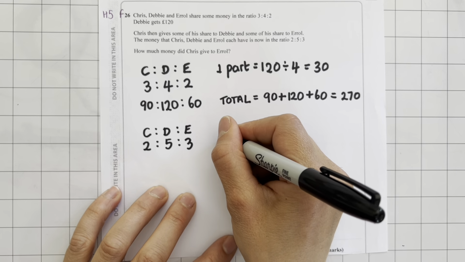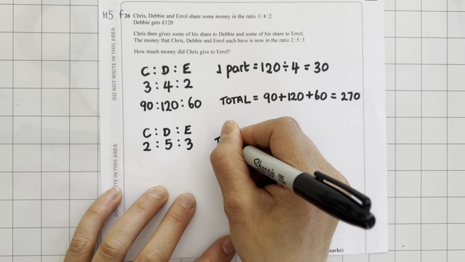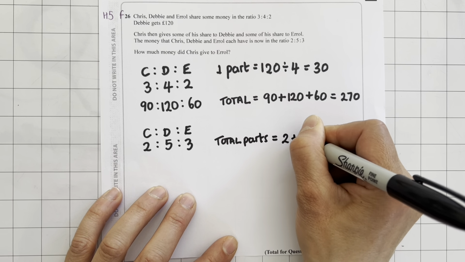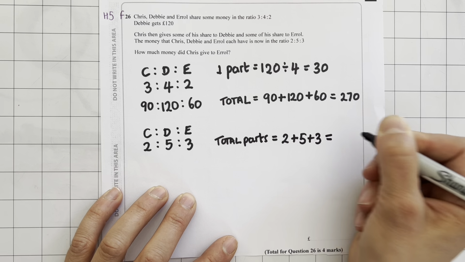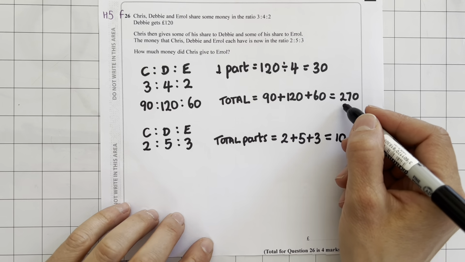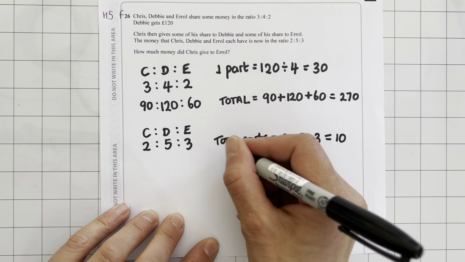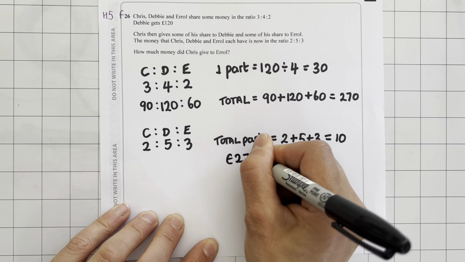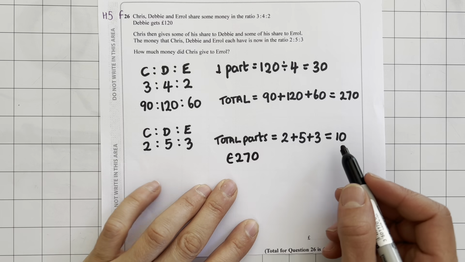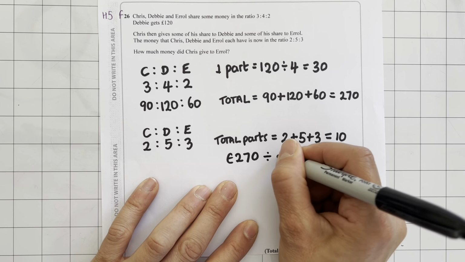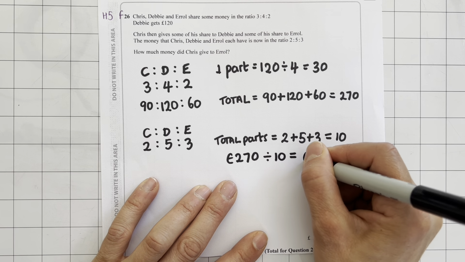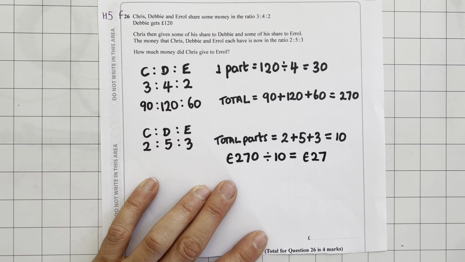So we know that the total number of parts is 2 plus 5 plus 3, which is 10. And we know that the total amount of money hasn't changed, so in total they have £270 and it is getting shared between 10 parts. If we divide that by 10, we will find that each part is worth £27.